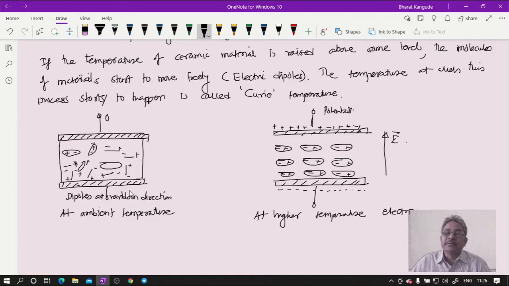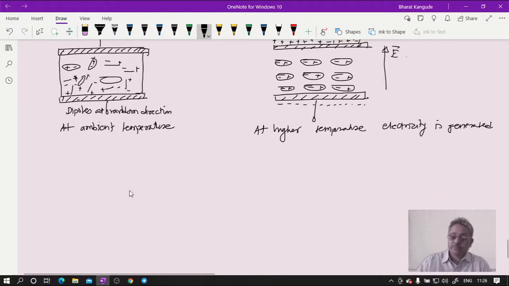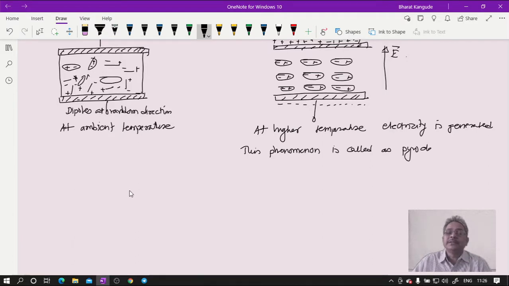So at higher temperature electricity is generated, and this phenomenon is called pyroelectricity, which is a characteristic of the temperature.